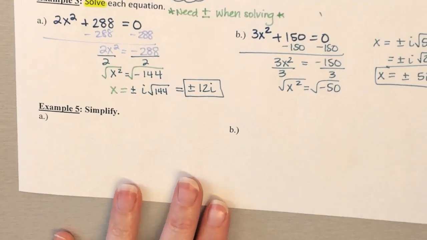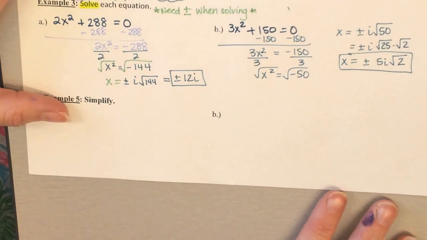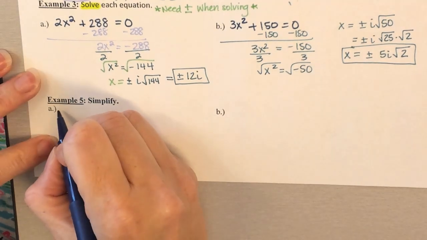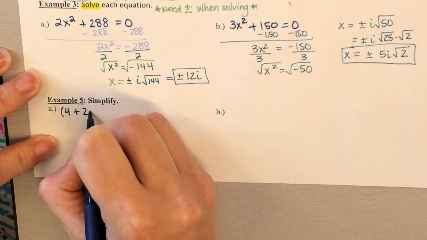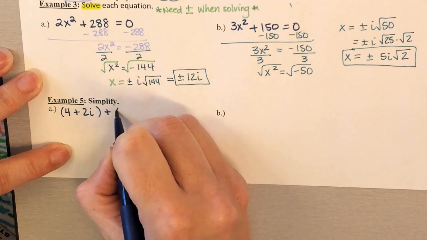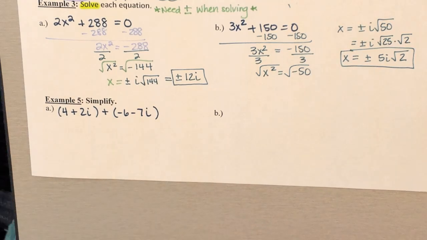All right. Questions on that? All right, let's do the simplifying. So, oh, it's asking us to simplify again. So when you are simplifying, it is going to cover every single operation. We are going to add, we are going to subtract, we are going to multiply, we are going to divide.